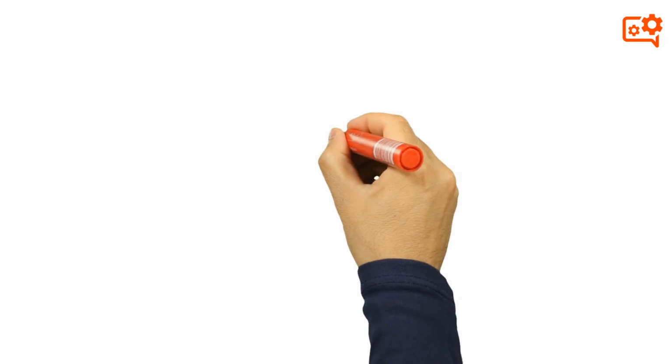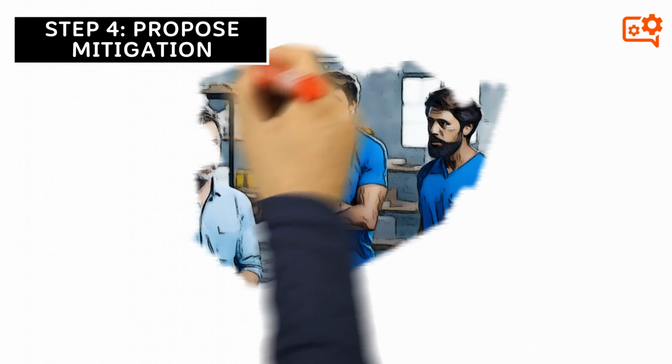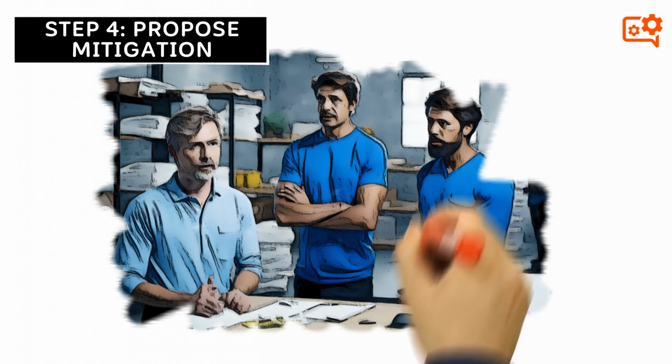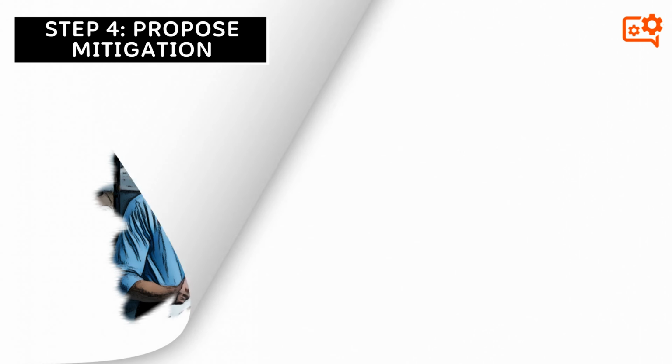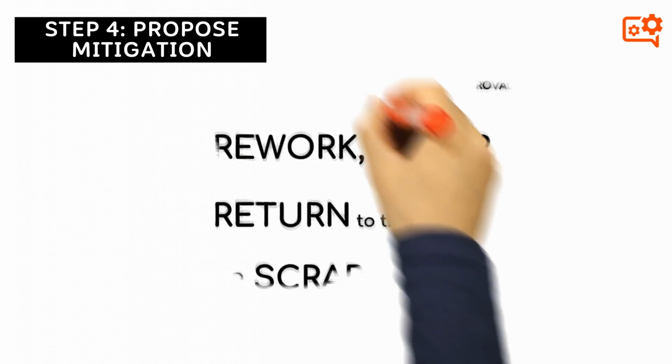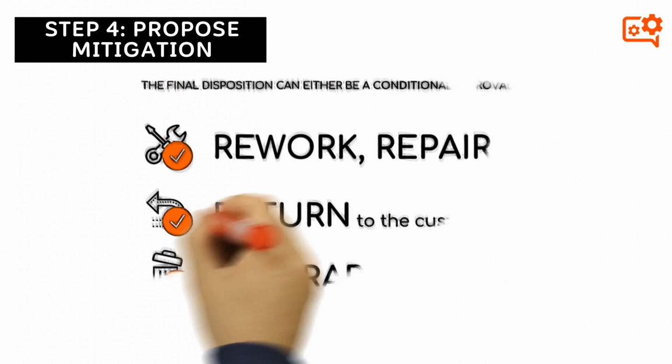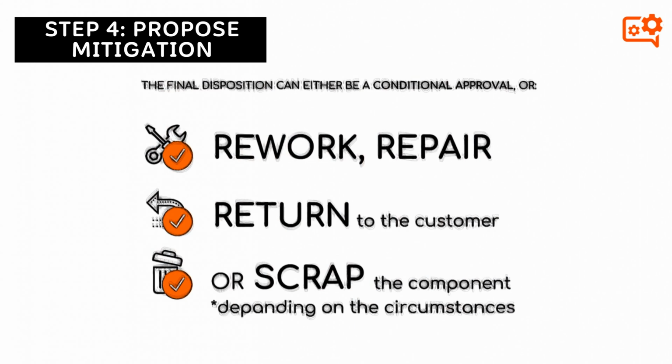Step 4. Propose mitigation. Conduct a brainstorming session with experts and figure out the best and most creative solutions to overcome unexpected deviation. Present solutions to rectify the identified deviation, ensuring product excellence. The outcome can either be a conditional approval for use as is or involve rework, repair, return, or scrap, depending on the circumstances.